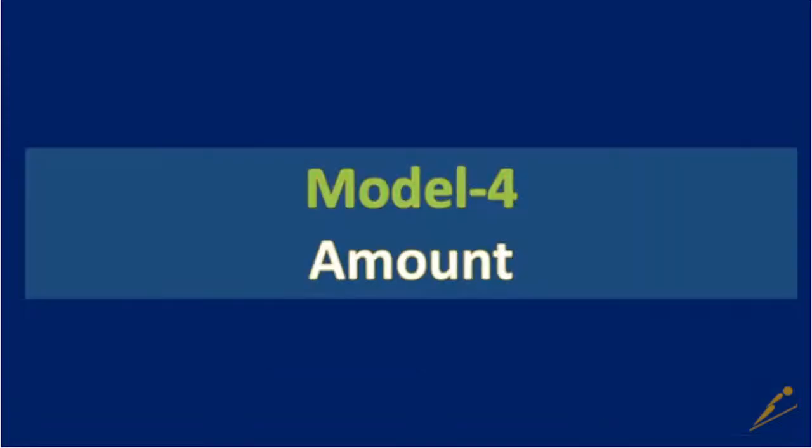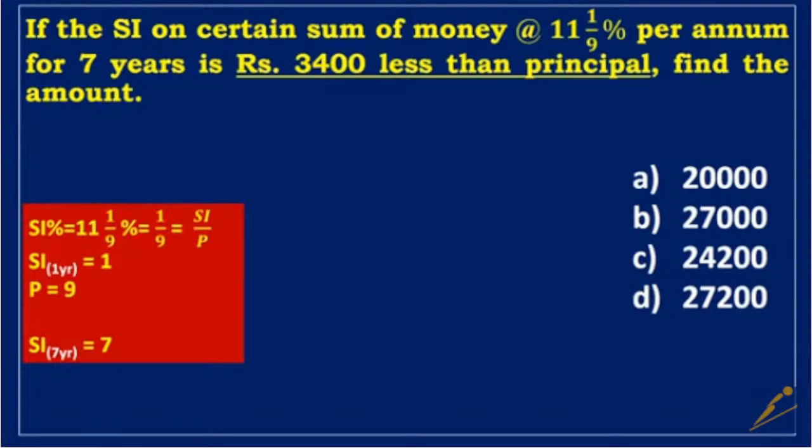Let us now look at the fourth model. Find the amount when the time and interest are given. The simple interest and the principal at 11.1 by 9% per annum for 7 years can be calculated using percentage to fraction conversion. 11.1 by 9% equals 1 by 9. It is noticed that the numerator value is simple interest per annum while the denominator value is principal. To find the SI for 7 years, multiply SI1 by 7, which is 7.